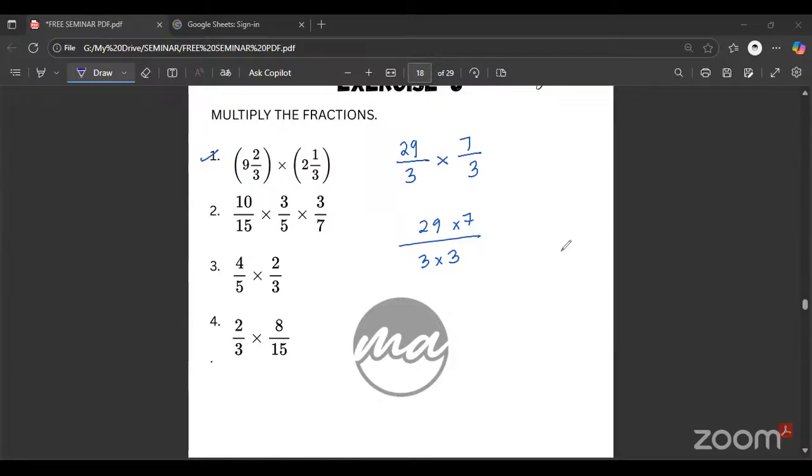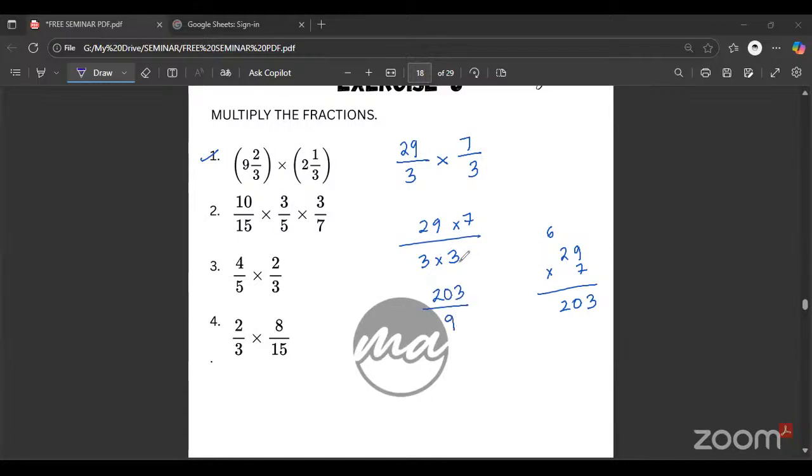What's 29 into 7? Let's work out. It's 203. 9 into 7 is 63. 3 comes here, 6 goes over here. 2 into 7 is 14. 14 plus 6 is 20. So your answer will be 203. So now it will be 203 over 9.